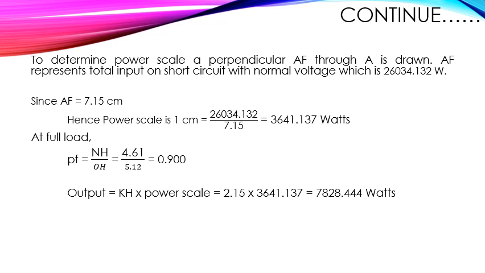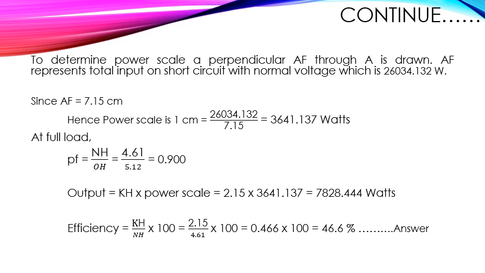Then output can be calculated by kH multiplied by power scale. So kH, measure it in centimeter by scale, so it is 2.15 centimeter, and multiplied by power scale, then we will get the output in watts. Then find out the efficiency by taking the ratio of kH to NH and multiplied by 100. So the ratio of kH by NH is 2.15 divided by 4.61, which is 0.466, multiplied by 100, then we will get the efficiency, that is 46.6%, and that is the answer.